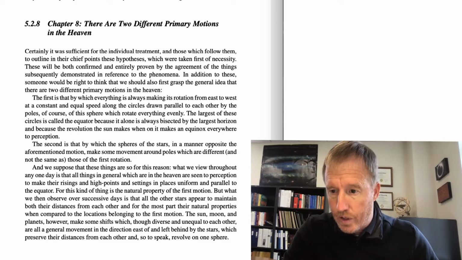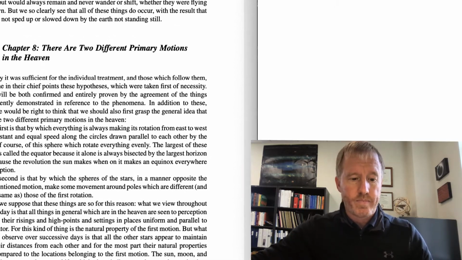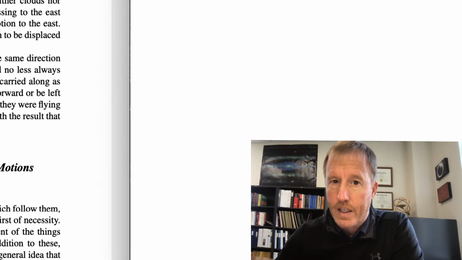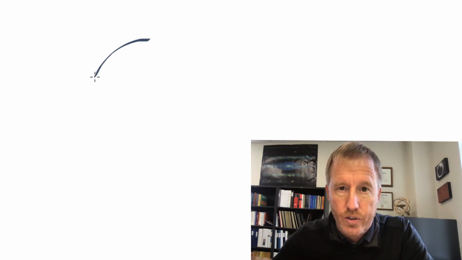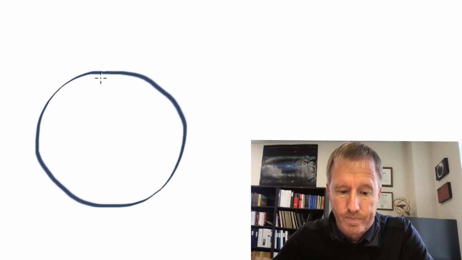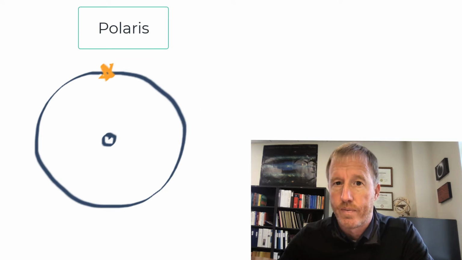Alright, so what I'm going to do is I'm going to have to do some drawings here. So I'm going to open up my sketchbook. And he mentioned first of all that the first motion of the heavens is from east to west. So if we recall the picture of this celestial sphere, I'll draw a circle representing the celestial sphere. And we have the Earth at the center of this celestial sphere. And Polaris is at, let me draw that in yellow. We'll put Polaris as a star at the top of the celestial sphere.